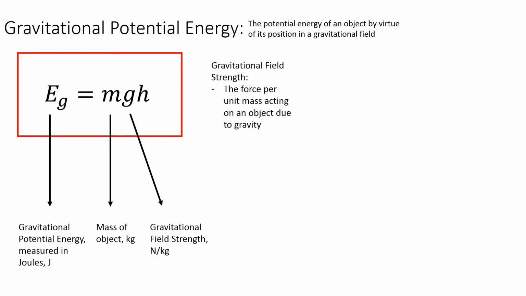So the gravitational field strength is the force per unit mass acting on an object due to gravity. Now this is going to be different depending on which planet or star you're on. Gravity is stronger on Jupiter than it is on Earth. But this will always be given to you in the exam, so you don't need to remember any numbers. And h is the height above the surface, and that's measured in meters.